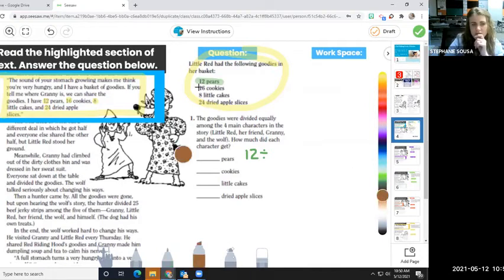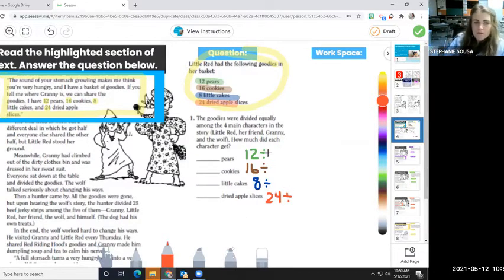Let's look at the number of cookies. We've got 16 cookies. Let's start up that division sentence. 16 cookies divided by, and let's look at our little cakes. Little cakes, we had 8 of them. So let's record our division equation. 8 divided by, and then our dried apple slices, there were 24. So let's start our division sentence there, 24.